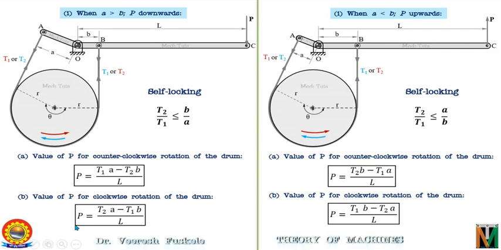We then compared the results of both configurations and discussed that the first configuration, that is when A is greater than B, is more effective in clockwise rotation, and the second configuration, that is when A is less than B, is more effective in counterclockwise rotation of the drum. We also discussed the case which is effective in both directions, that is, the two-way differential band brake in which the lever arms are made equal.